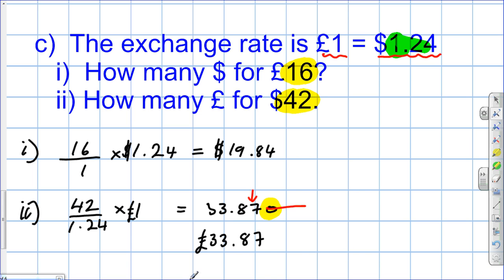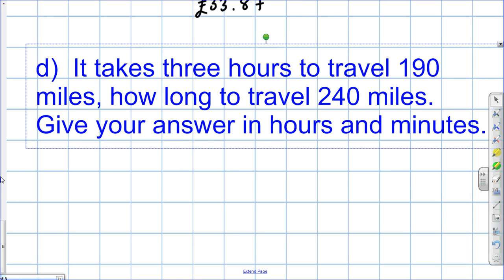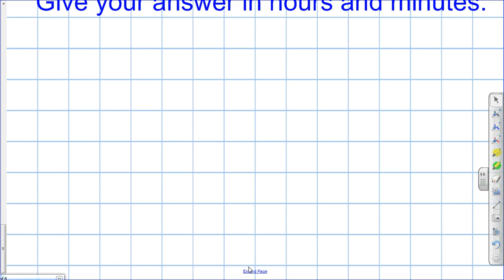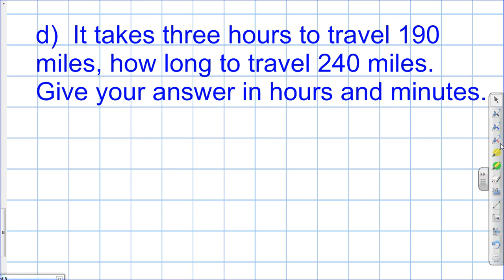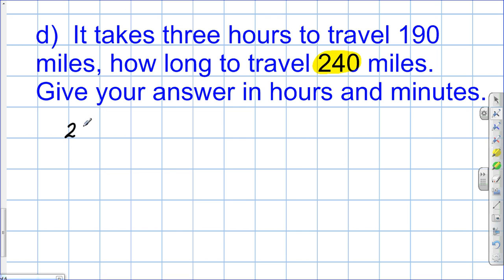Right, now, our last one. Direct proportion problem. This time it involves distance and time. But it's got the complication we need to give the answer in hours and minutes. Right, here we go. Let's just get the answer in hours first. We're trying to find the amount of hours it takes to travel 240 miles. So that's our first bit of information and the top of our fraction.